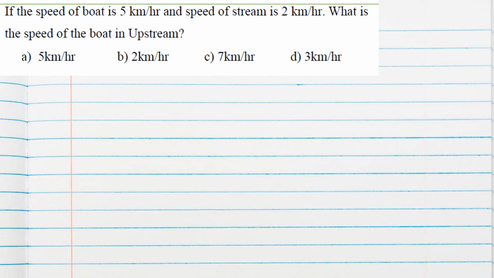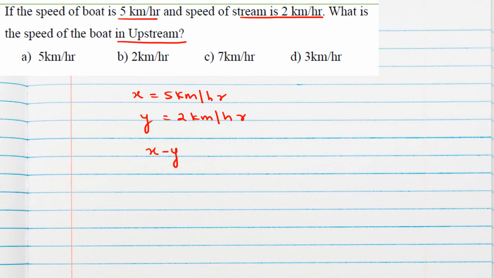Next: if the speed of the boat is 5 km per hour, that is x is 5 km per hour, and the stream is 2 km per hour, the same y value here, then what is the speed of the boat in the upstream condition? So this is the upstream. x minus y is what? Upstream condition. So 5 minus 2, 3 km per hour we can write. The final answer is option D, 3 km per hour.